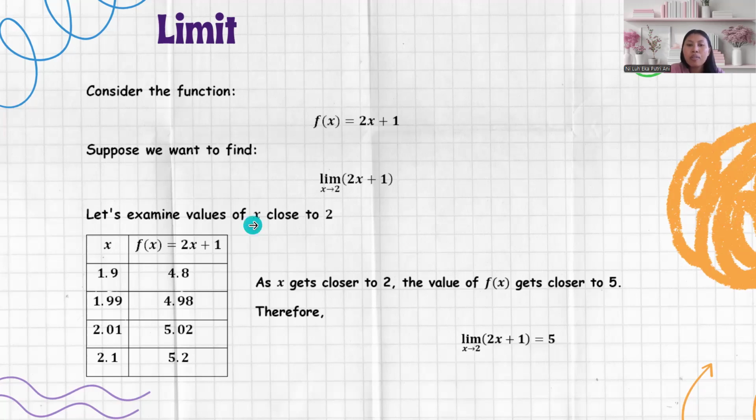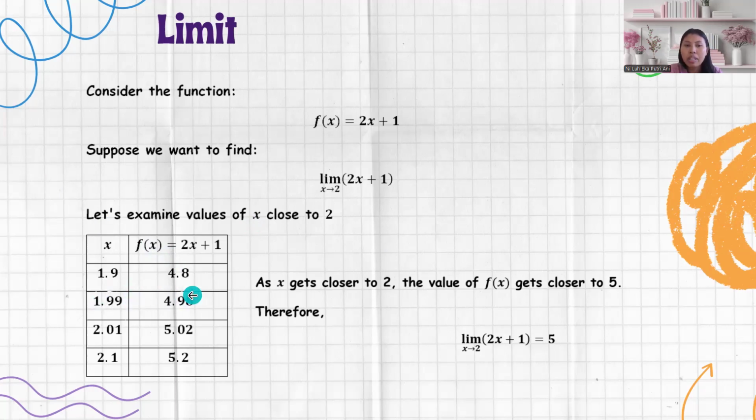Now, consider the function f(x) equals 2x plus 1. Suppose we want to find the limit of 2x plus 1 as x approaches 2. Let's examine values of x close to 2.